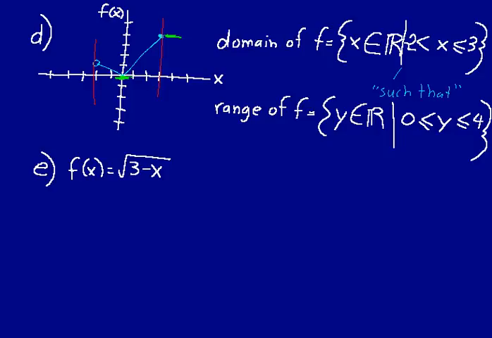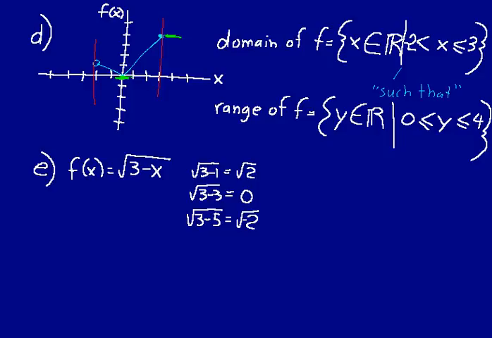So think of some numbers. Just like put 1 in there. Square root of 3 minus 1. That would equal the square root of 2. Let's try 3. The square root of 3 minus 3. That would equal 0. Let's try 5. The square root of 3 minus 5. That equals the square root of negative 2.